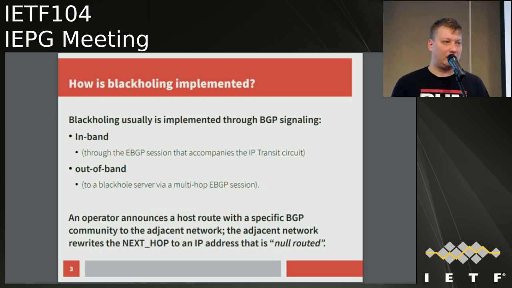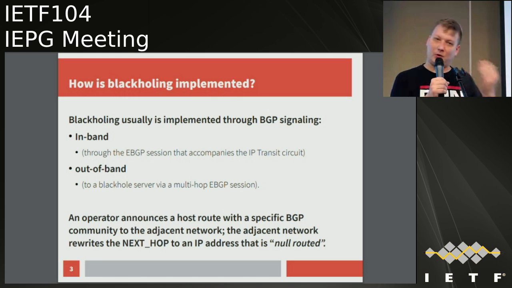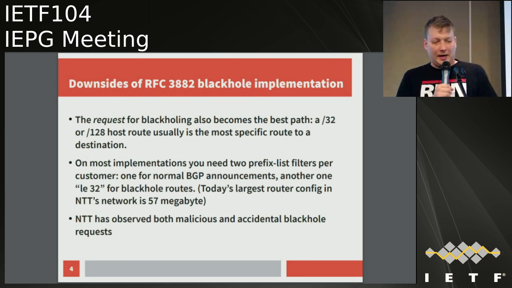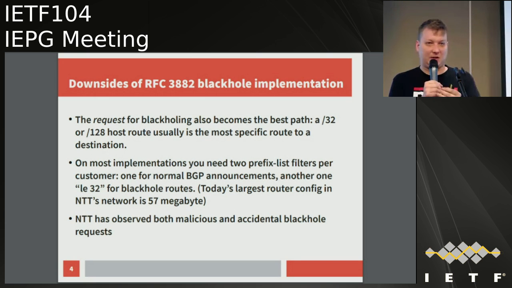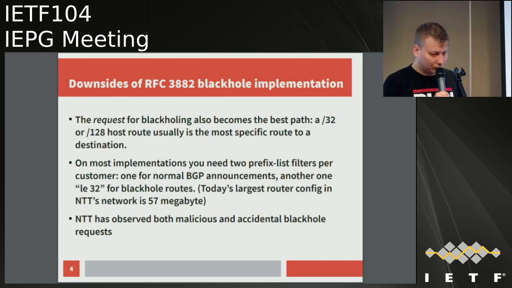When you receive a black hole request, the big trick is that you rewrite the next hop to an IP address that is null routed, or you rewrite it directly to the null interface. Now, the downside of this approach is that your request to not receive traffic for a given IP address also becomes the best path if it passes through the filters, because your request is conflated with also being the most specific route to a given destination.